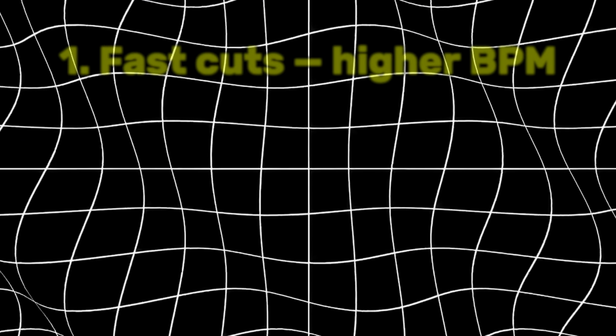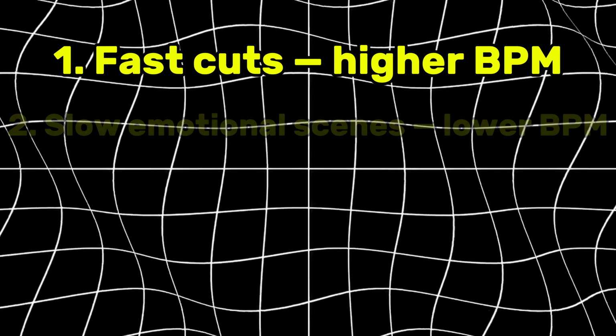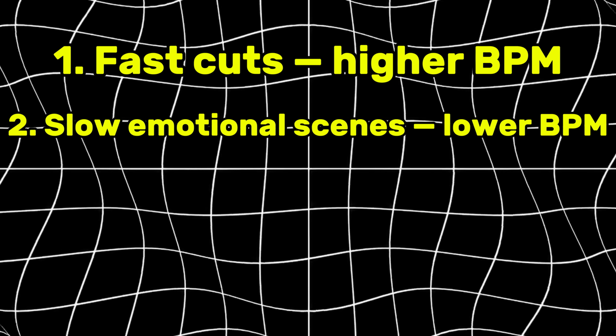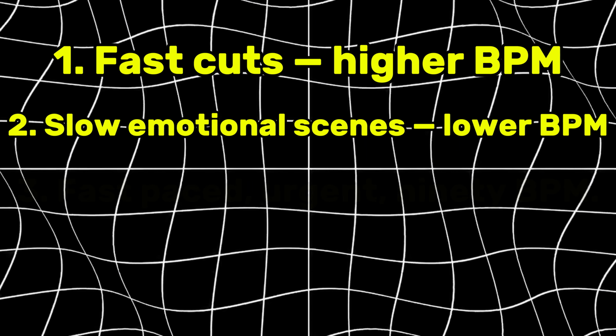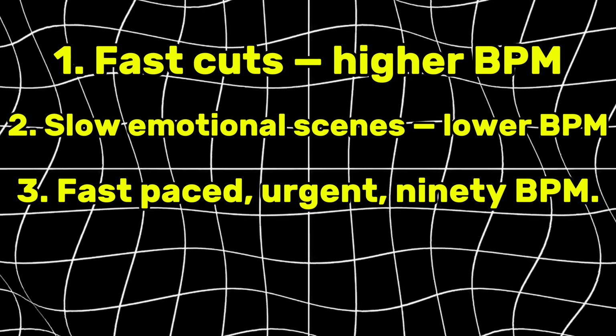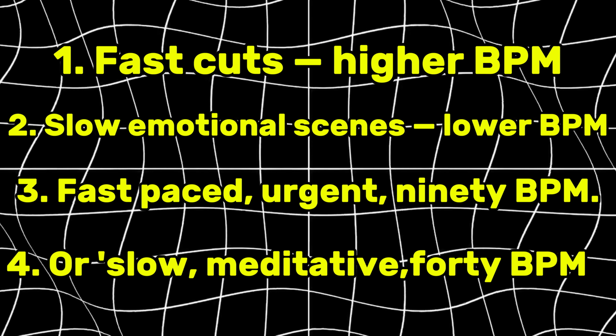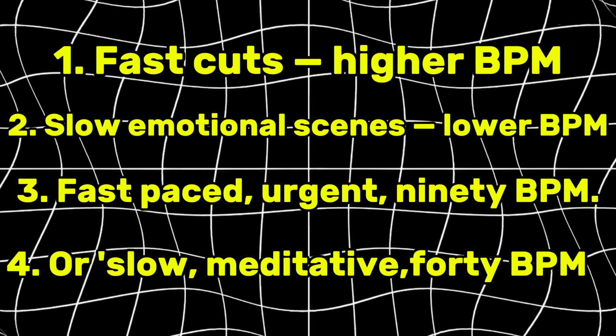Tip 5. Match your tempo to your edit. Fast cuts, higher BPM. Slow emotional scenes, lower BPM. Long sustains. Always mention the pace in your SonGo prompt. Fast-paced, urgent, 90 BPM. Or slow, meditative, 40 BPM. Long string sustains. The AI picks up immediately.